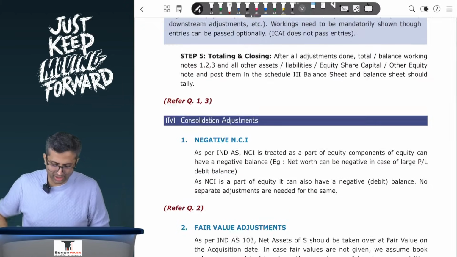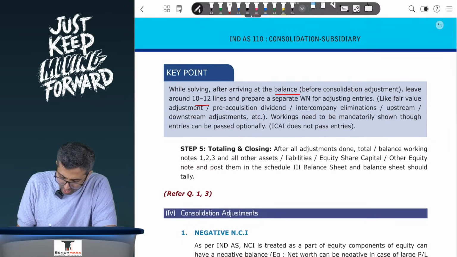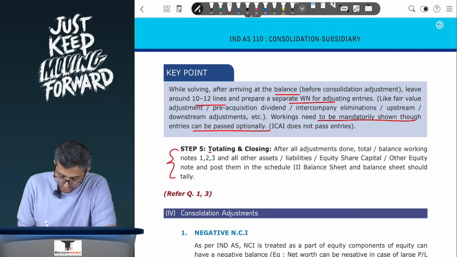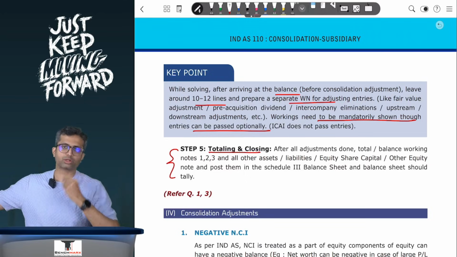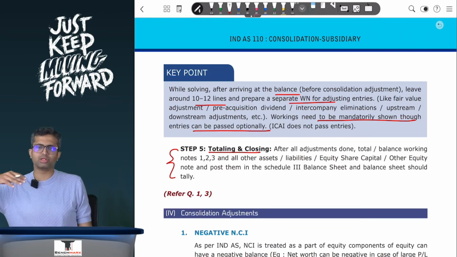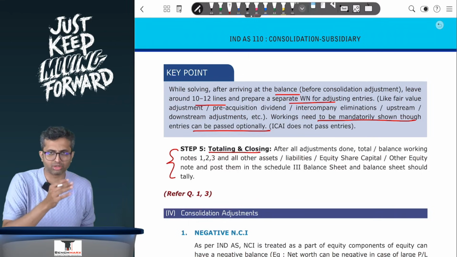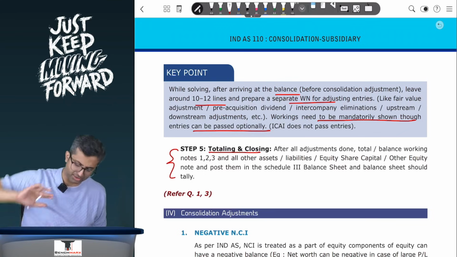Okay, so over here we say that while solving the balance sheet, leave around 10 to 12 lines, prepare working note for adjusting entries, and workings need to be mandatorily shown, though entries can be passed optionally. And last is totaling and closing, where you go in the reverse order. You total up your working notes. Let's say you'll find the total for your working note 4, then working note 3, 2, 1, then total up your notes and then prepare the balance sheet.